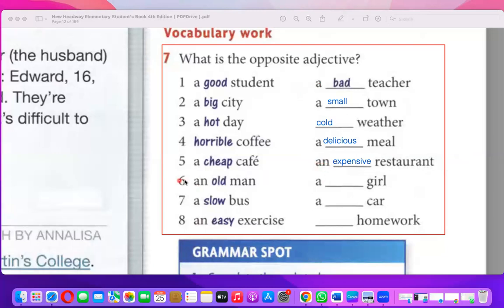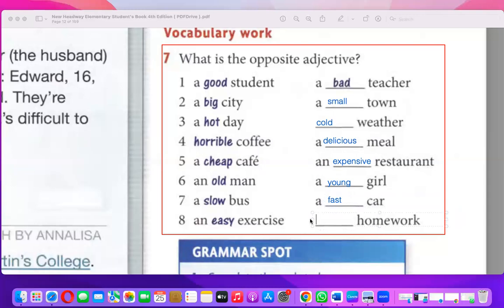Let's go to number 6. An old man. The opposite: a young man. A young girl. Very good. Number 7. A slow bus. A fast car. So each time, please let someone new give the answers. So number 8, someone else, someone new. An easy exercise, an easy homework.